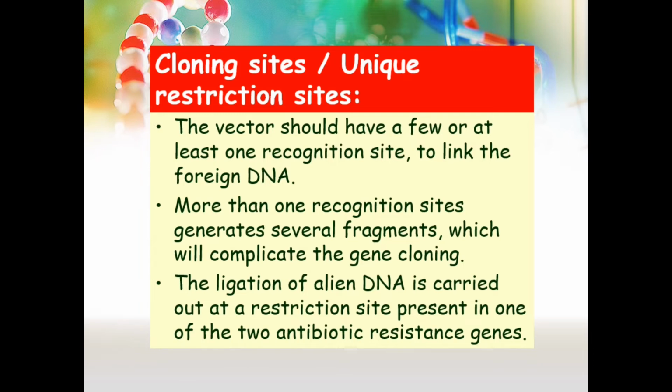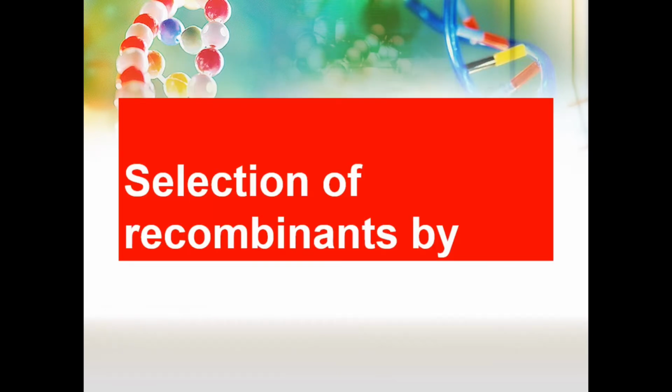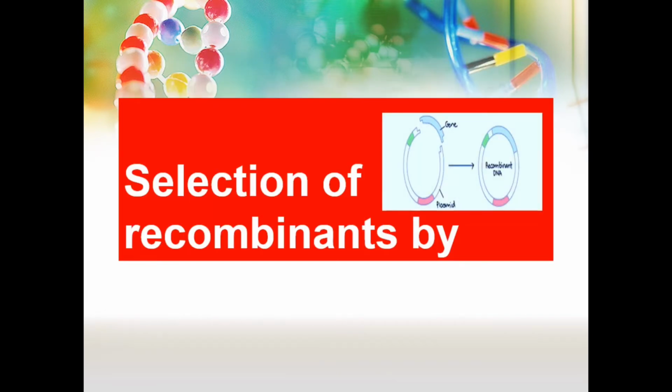Now, ligation of alien DNA is carried out at these restriction sites, or cloning sites, which are present in one of the two antibiotic resistant genes. So we always introduce the foreign DNA into a cloning site present in one of the two antibiotic resistant genes. Cells which take up the recombinant DNA are known as recombinants. Now the next task in front of us is to select the recombinants and separate them from the non-recombinants.